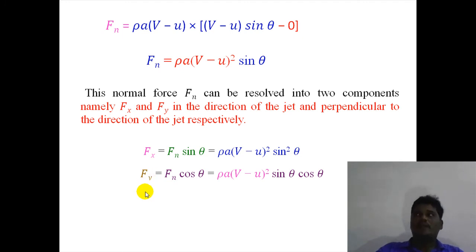Fy, the force acting along the y direction, is equal to Fn cos theta, which equals rho A (v minus u) square sin theta cos theta. For a stationary plate, the force is rho A v square sin theta. For a moving plate, it is rho A (v minus u) whole square sin theta.